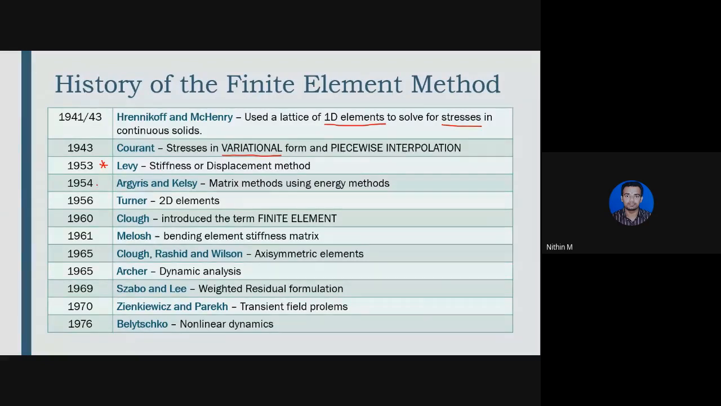Then in the year 1954, Argyris and Kelsey developed matrix methods using energy methods. You know the concept of strain energy. By making use of the concept of strain energy, they developed equations in the form of matrices to solve problems on structural analysis. So till this phase, the problems that were being solved were only restricted to 1D elements.